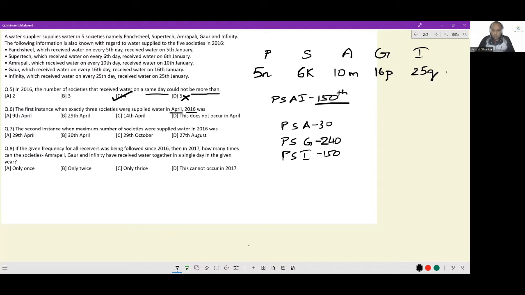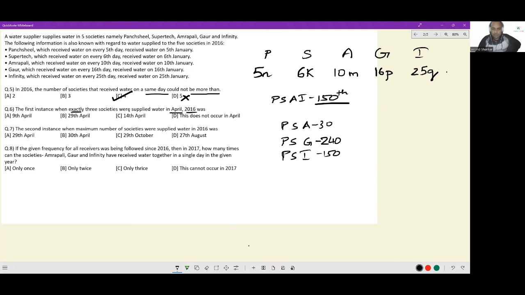But we have to also do this check. One extra check we have to do. For PSA, we have 30. G should not receive water on that day because it says exactly 3 societies. So G should not receive water on that day. I should not receive water on that day. 30 is fine. For 240, 5, 6, 10, and 16, all of them would receive. So this is not even an acceptable day on which exactly 3 societies were receiving water. This is gone. For PSI, we know from PSAI, 4 societies would receive water on this day. So this is not acceptable.